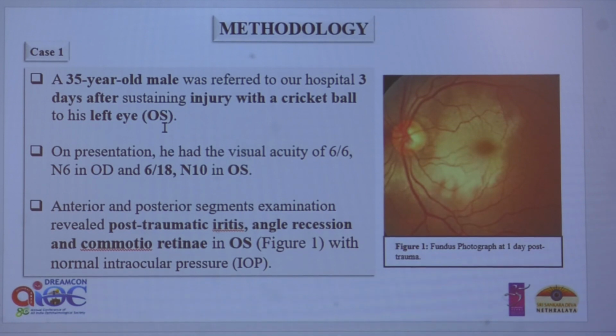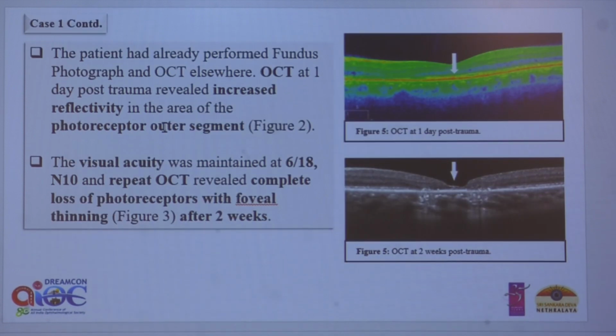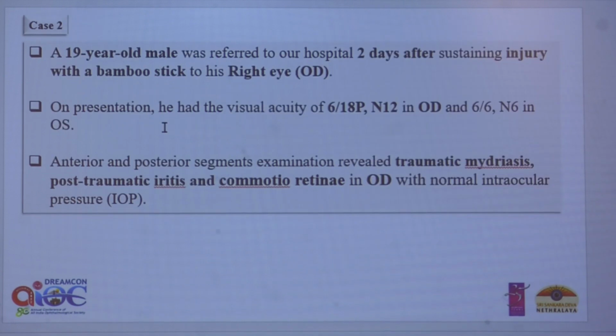So this is the fundus photograph which was done at 1 day post-trauma, which is showing the commotio retinae. The patient had already had a fundus photograph and OCT done elsewhere before coming to our hospital. The OCT performed at 1 day post-trauma revealed increased reflectivity in the area of the photoreceptor outer segment, which we can see in the figure. Now the visual acuity was maintained at 6/18 N10, and the repeat OCT revealed complete loss of photoreceptors with foveal thinning after 2 weeks, which we can see in the second OCT photograph.